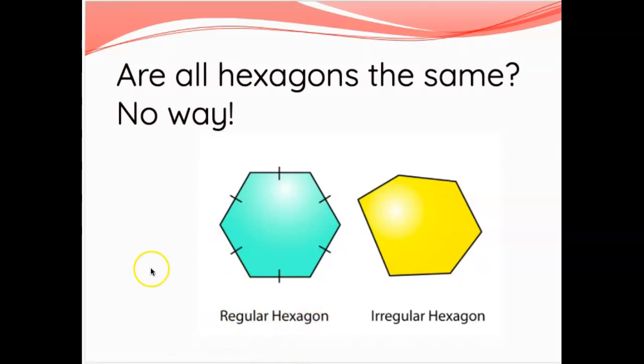The one that I drew on my paper was an irregular hexagon. The side lengths were different. This one is shorter than this one. This one is longer than this one. We call this an irregular hexagon. Both are hexagons, both are polygons. They just look different, and it's okay to have hexagons that look different.